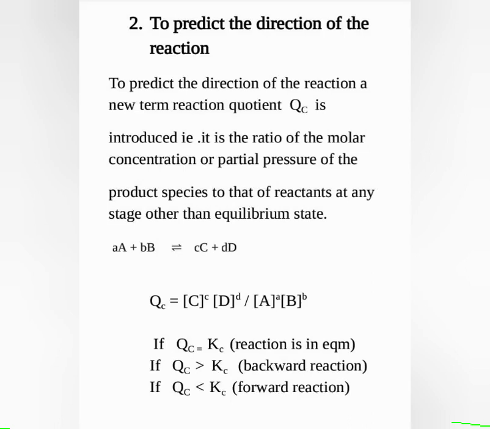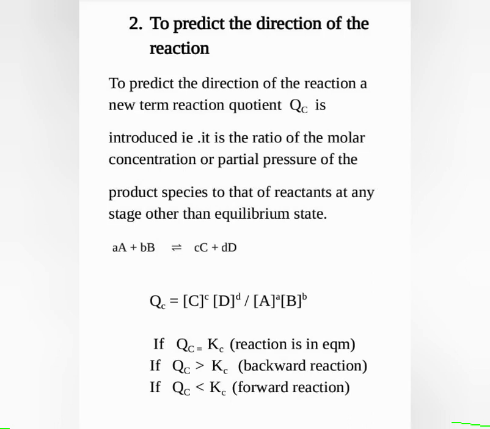Then what is the inference that you get from the reaction quotient? If Qc is equal to Kc, then we can say that the reaction is in equilibrium. If Qc is greater than Kc, then the backward reaction will be taking place, and if it is smaller than Kc, the forward reaction will be taking place. So this is the inference that you get from the reaction quotient.